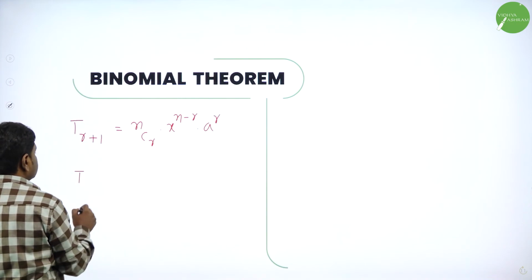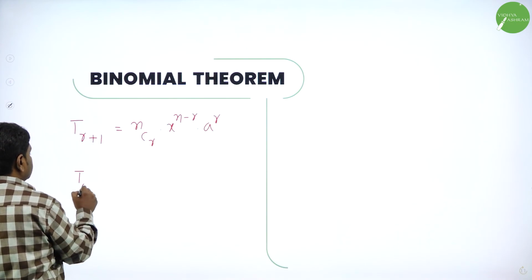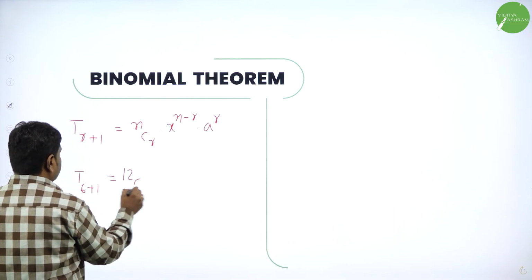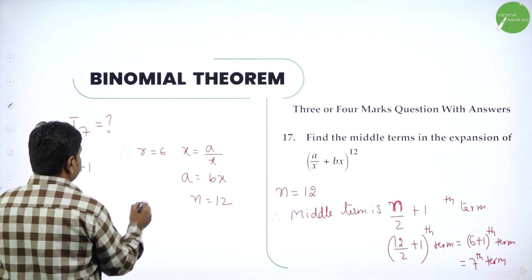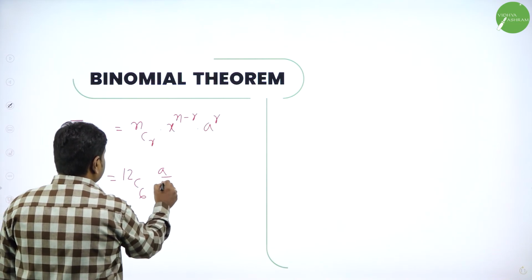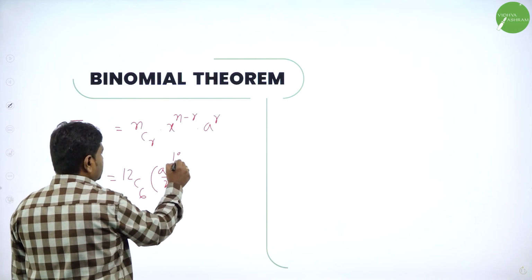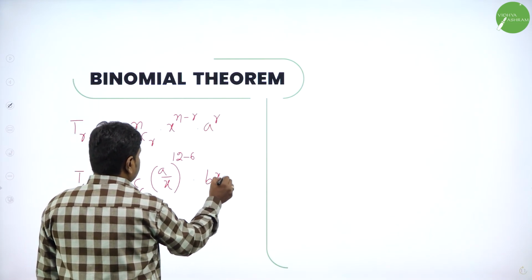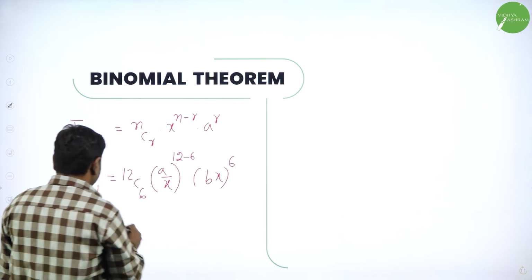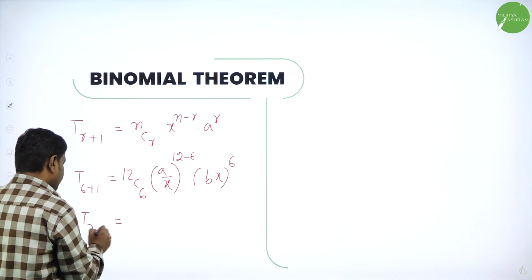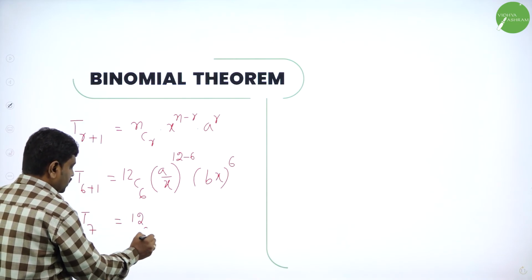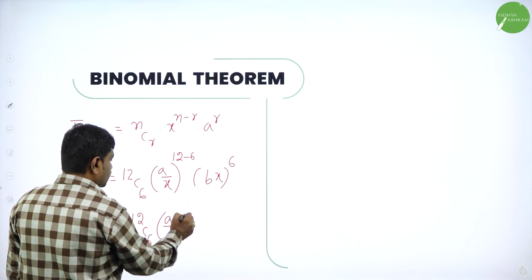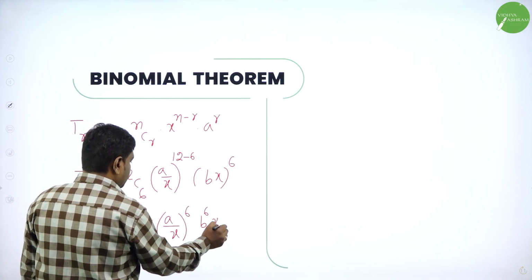So we need the 7th term. So I can write T6 plus 1 is equal to nCr. What is n? 12. So 12C6. x means the first term. First term is a by x. (a by x) power n minus r means 12 minus 6, into a power r. What is a? It's bx power r. r is what? 6. Simplify this. So T7 is the middle term: 12C6 into (a by x) power 6 and (bx) power 6.